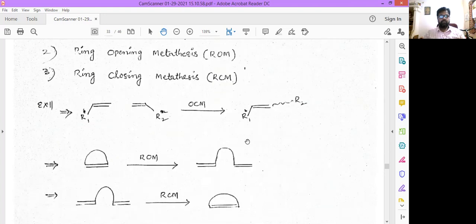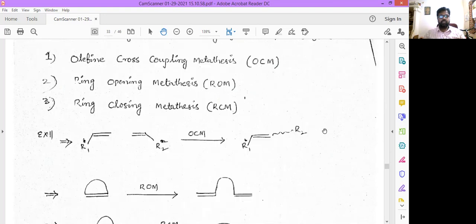All right. So these are the examples of OCM. OCM means olefin cross coupling metathesis. Here these two olefins are there. These two double bonded alkenes will react to form a single product. That is called olefin cross coupling. You are coupling two alkene groups into a single product here. That's why it is OCM, olefin cross coupling metathesis.